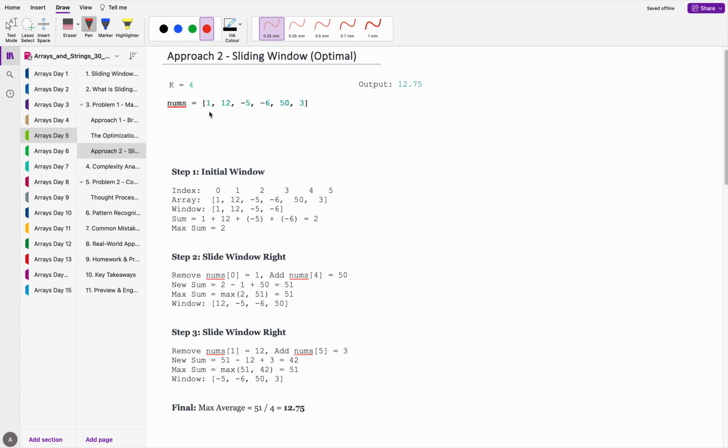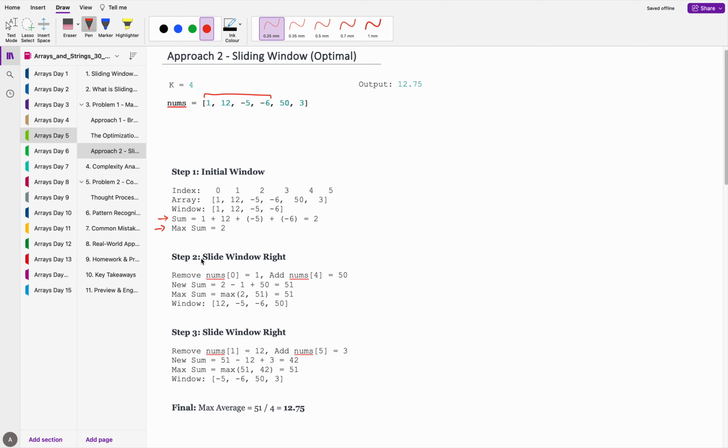My first window. Initially, I would have to take the sum of all the items in my first window, I know, because this is a beginning. So that's why index 0, 1, 2, 3, all items sum is 2. So max sum अभी 2 हो गया and sum अभी 2 था, ठीक है?